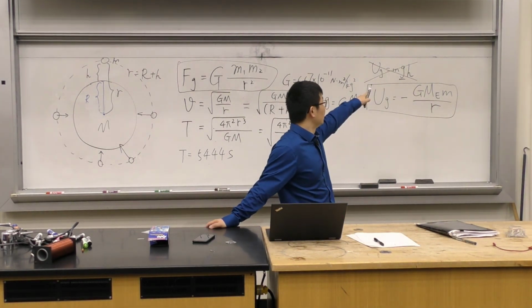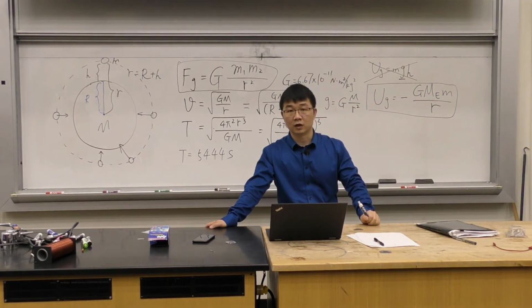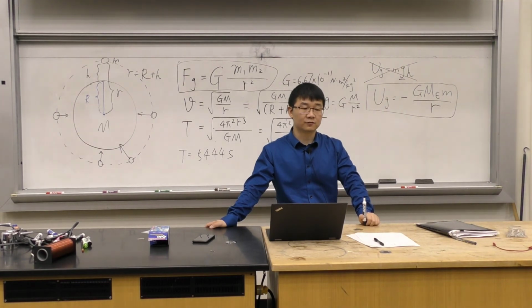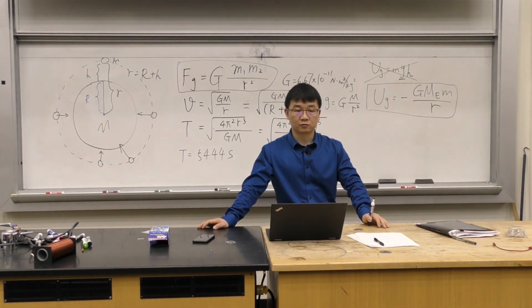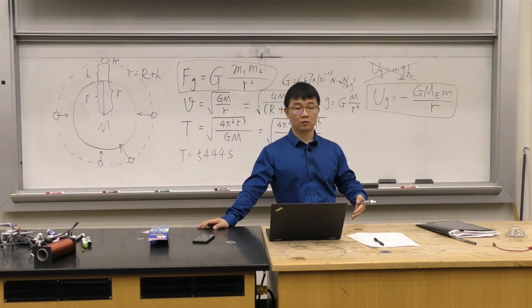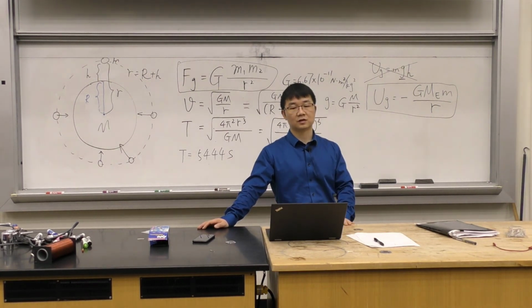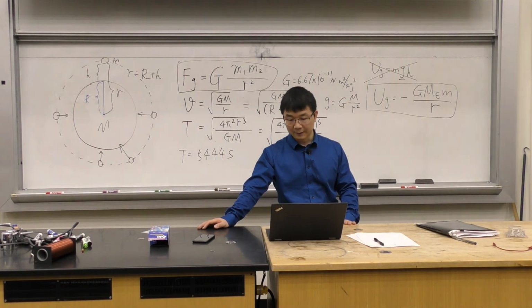Even if you use mgh, what is the height defined from? What if you are on the 10th floor doing an experiment? Which is your 0 reference? You can use the floor on the 10th floor or use the ground. There's nothing wrong, you can use either one, and you will get the same answer. But if you pick a 0 reference, anything lower than that will give you a negative potential energy, and that's fine.